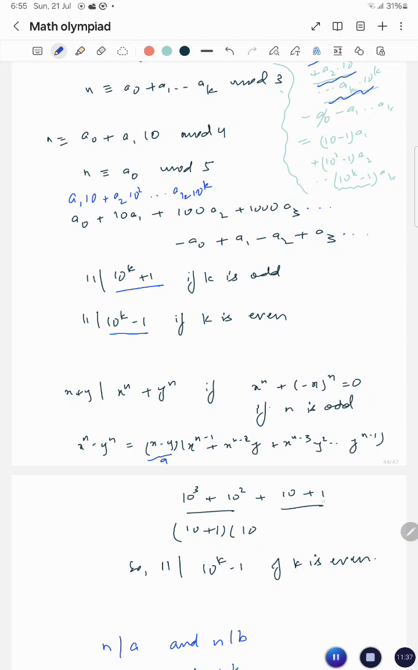So over here 10 plus 1 is 11. 10 cubed plus 10 squared can be written as 10 squared times 10 plus 1, and so on. So there's 11 in each of these pairs, and this entire thing is divisible by 11. So 11 divides 10 to the power k minus 1 if k is even.